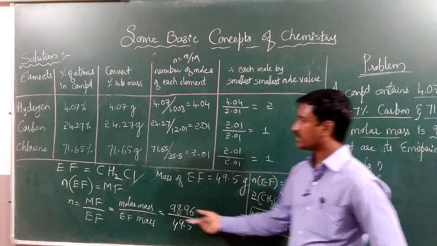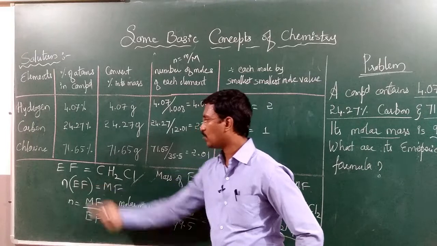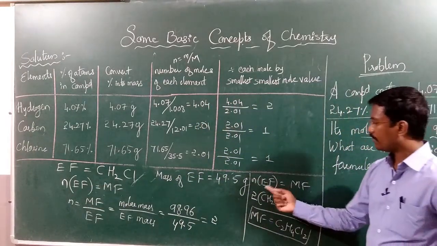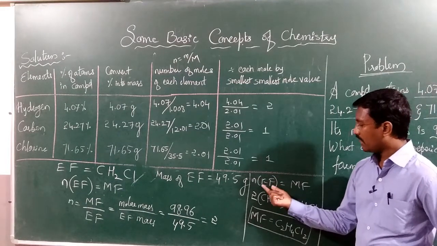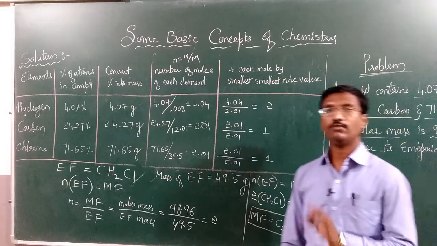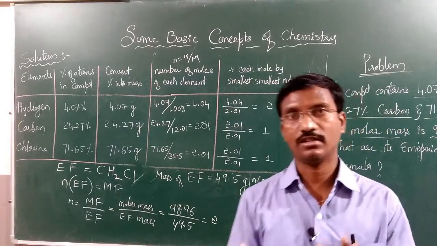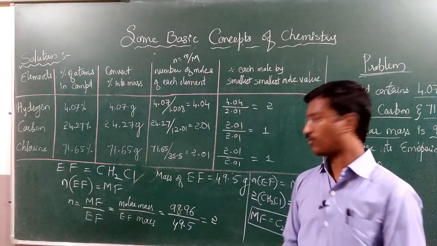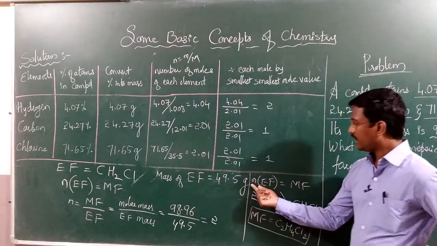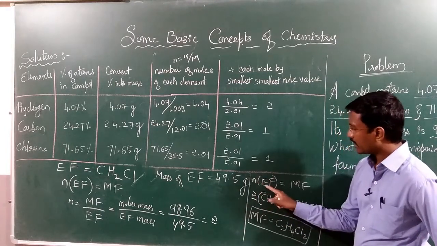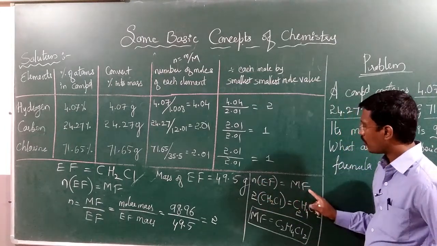So we have to write this in this formula, N into EF, and we are going to get MF. So N into empirical formula. Due to the shortage of space, I have written EF. But whenever you are writing, you have to write the full term, empirical formula only. Don't use the short form EF. N is nothing but the number of moles, into bracket empirical formula, that gives the molecular formula.